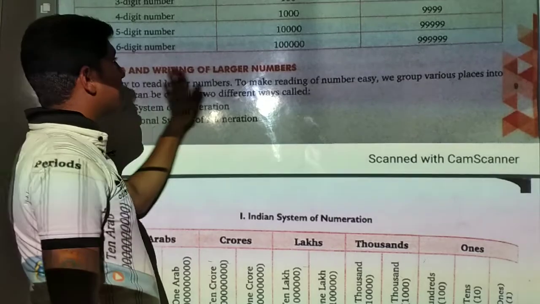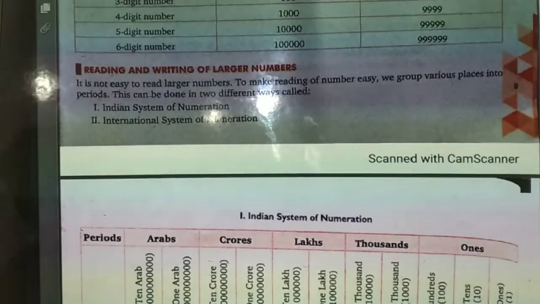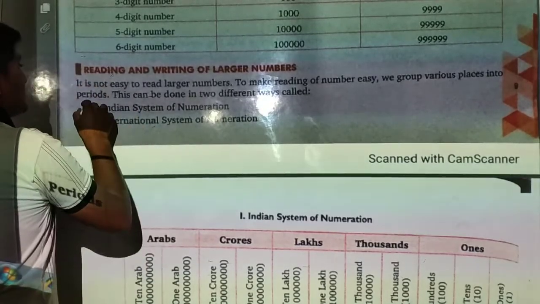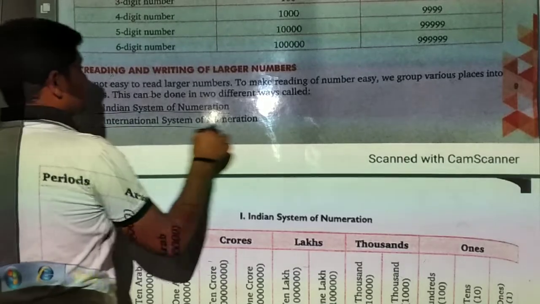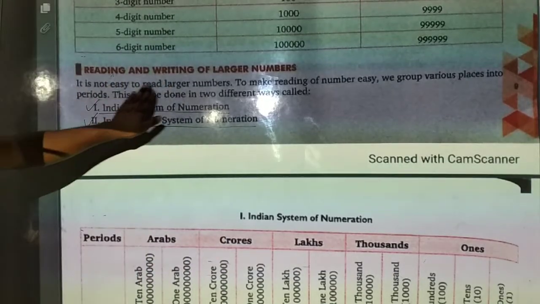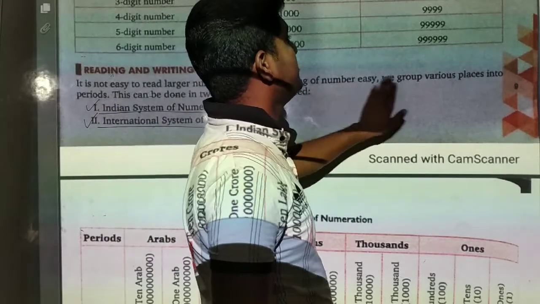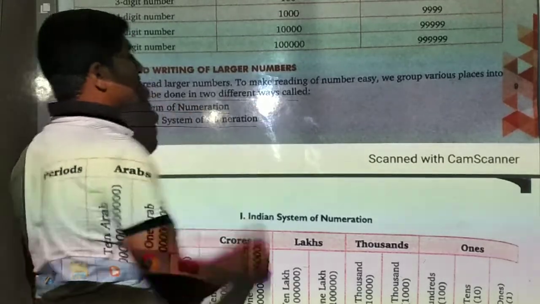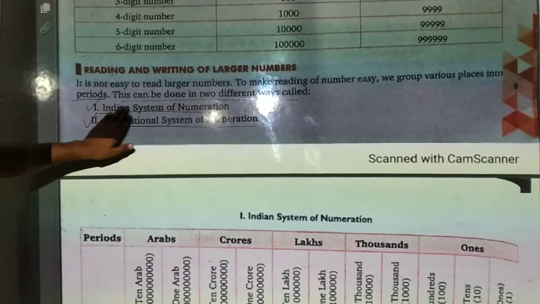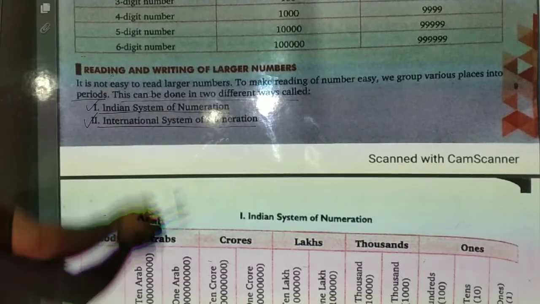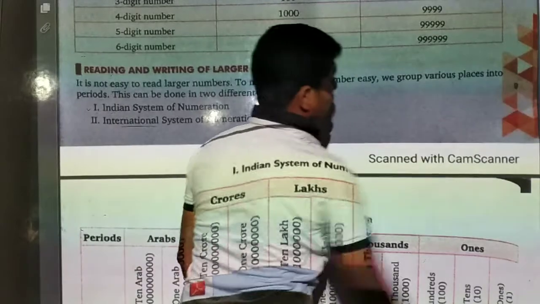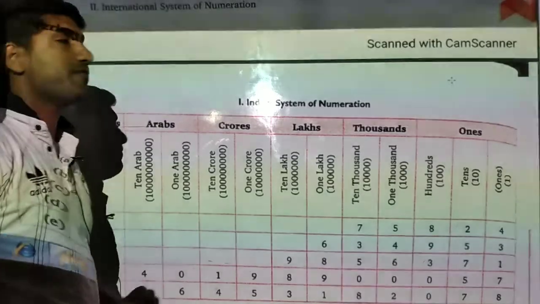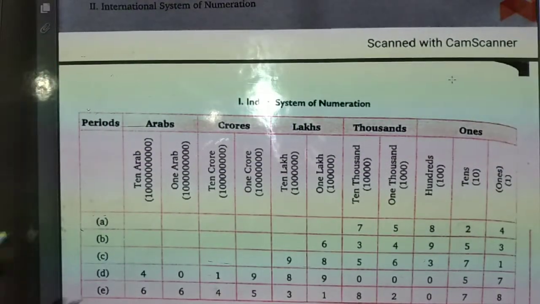So, reading and writing of larger numbers. We will take this by 2 methods, that is the Indian system of numeration and the international system of numeration. It is not easy to read large numbers. To make reading numbers easy, we group various places into periods. This can be done by 2 different methods: the Indian system of numeration and the international system of numeration. First of all we will see the Indian system of numeration. Let us take an example.